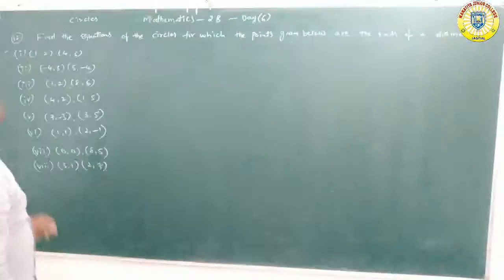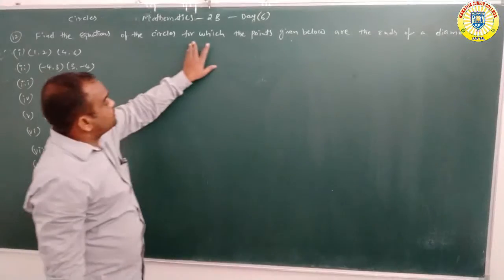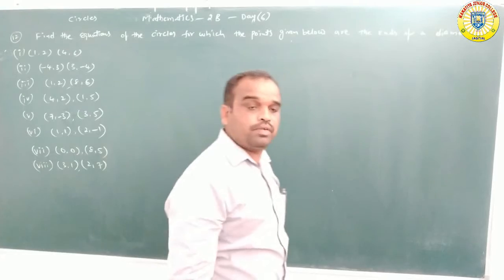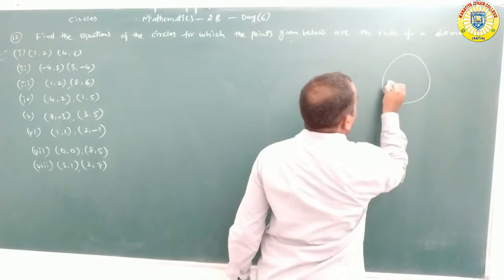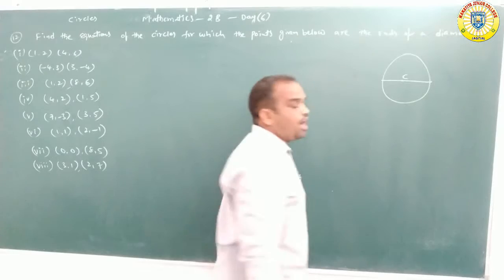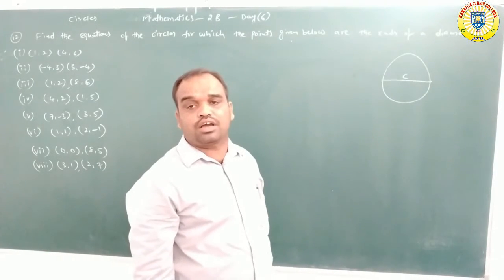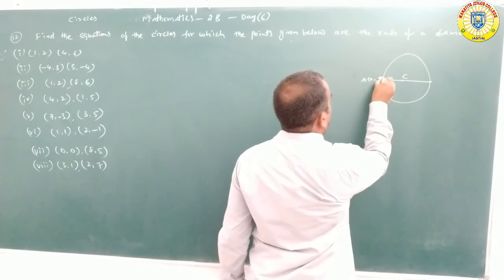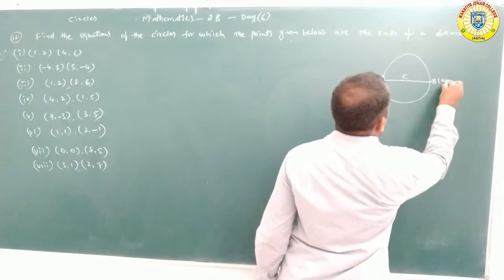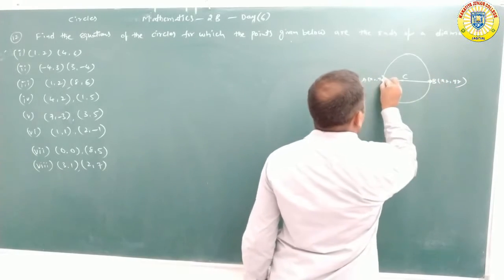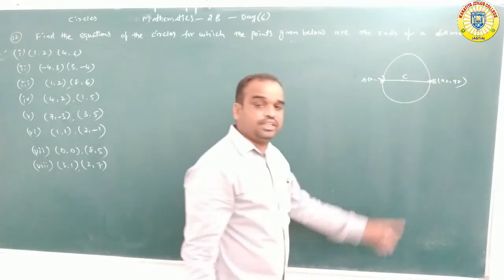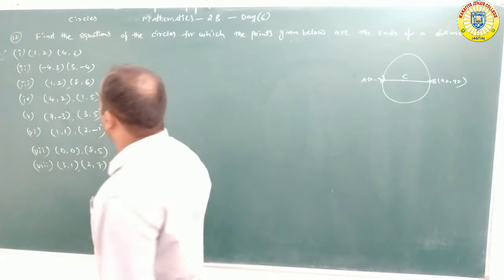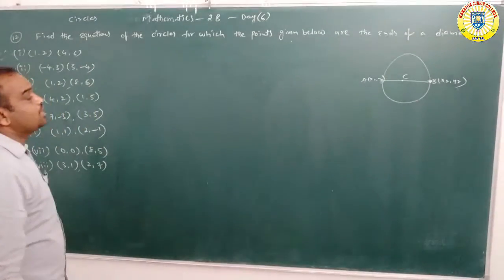Next question, see the next question, 12th one. Find the equation of the circles for which the points given below are the ends of a diameter. So see here, what is the end of the diameter, sir? See here, any chord passing through the center of the circle, that chord is called the diameter. So see here, this is A of x1 comma y1, here B of x2 comma y2. Here A comma B are the ends of the diameter. In that case, we are finding the equation of the circle. There are a total of 8 problems. I am solving the first problem. Do the remaining problems as homework.